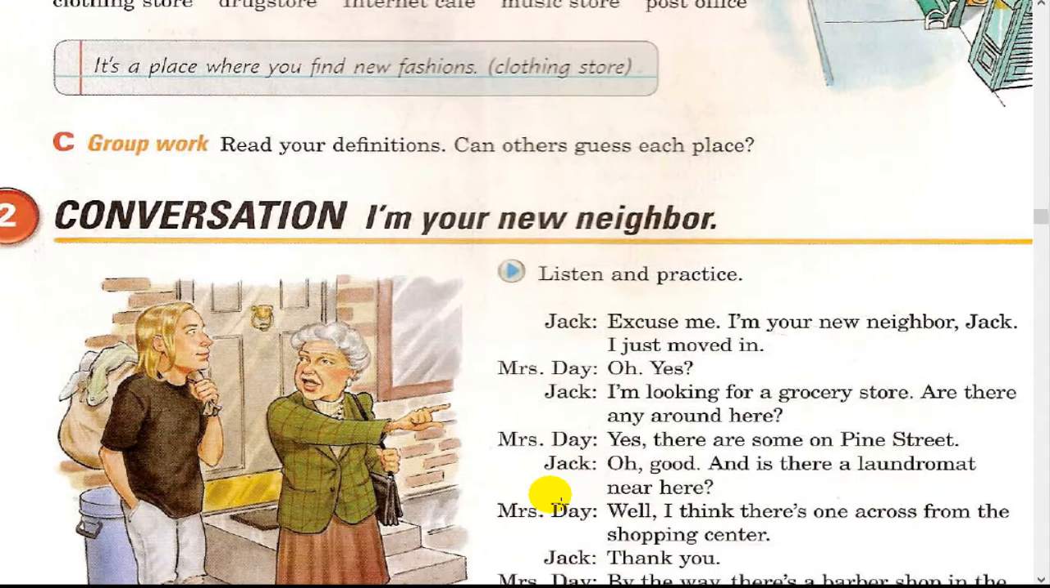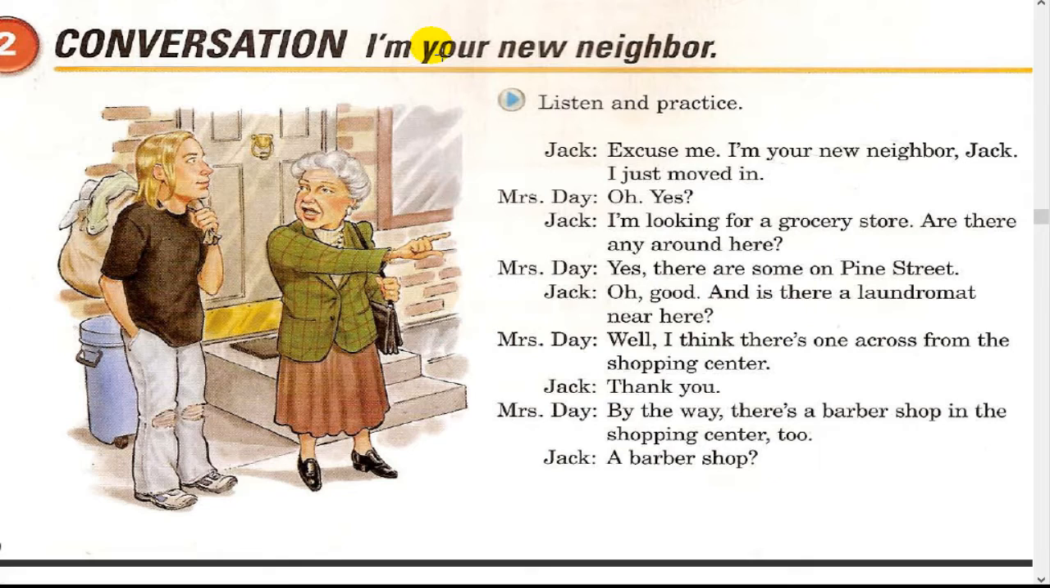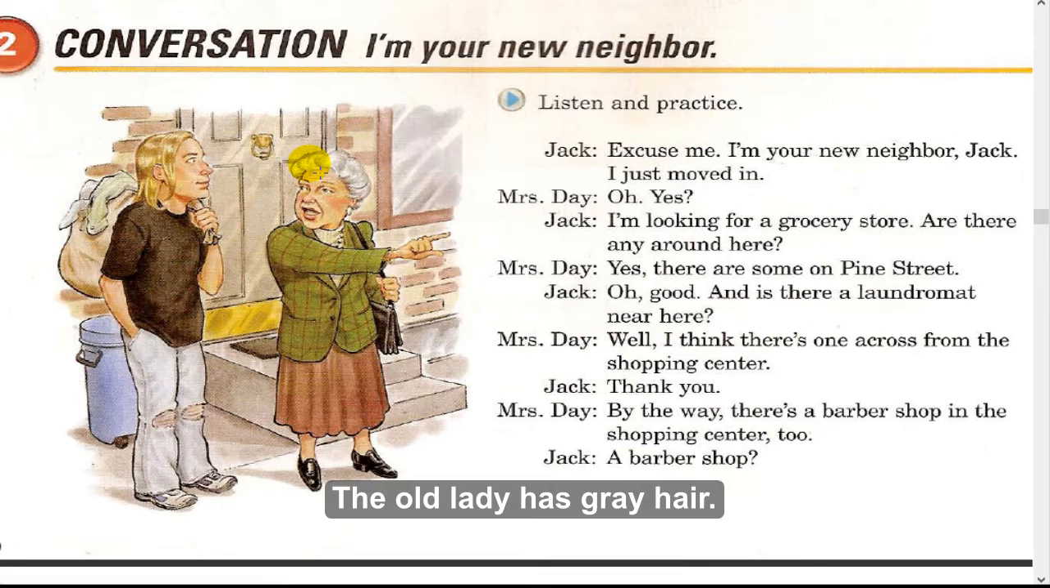Conversation. I'm your new neighbor. Look at the picture. What do you see? Young man, an old lady. The young man, he's wearing jeans. He has long hair. Long blonde hair. The lady. She's old lady. She has gray hair. Gray hair.